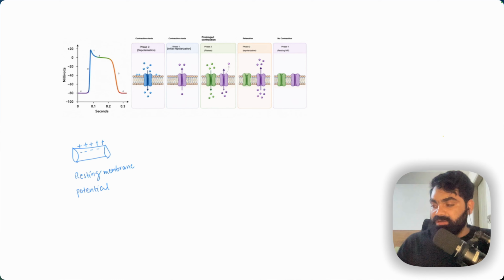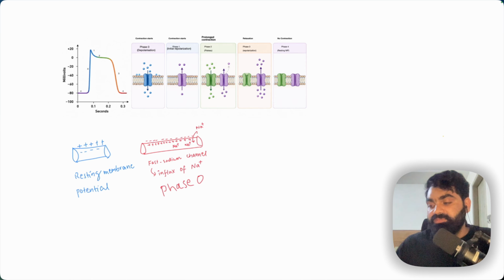So this is actually phase 4, sorry, it's phase 4. Phase 0 is where the depolarization begins. The resting membrane potential is the cells in the normal position. So we will see what is changing in phase 0.